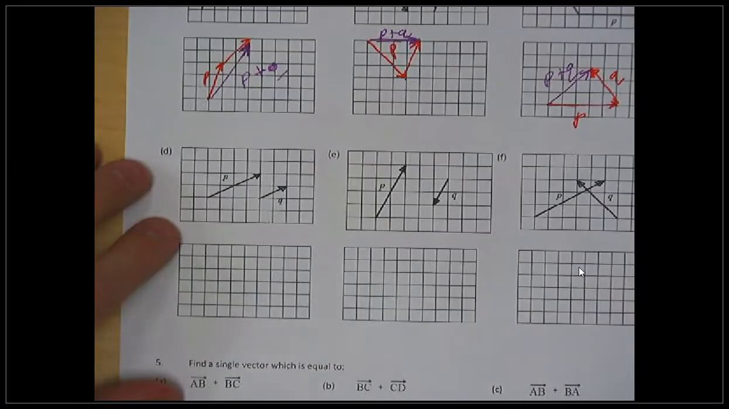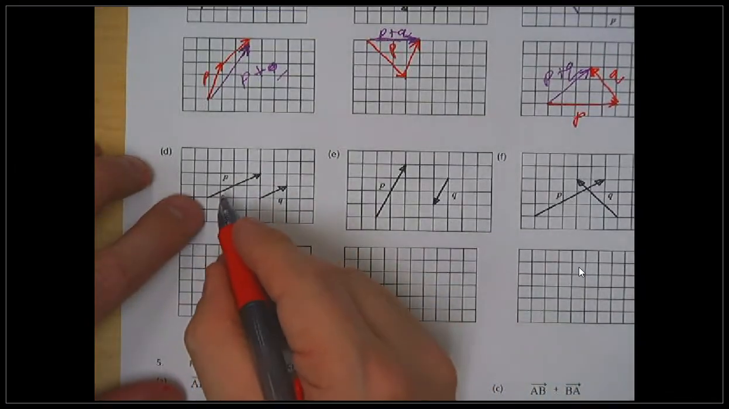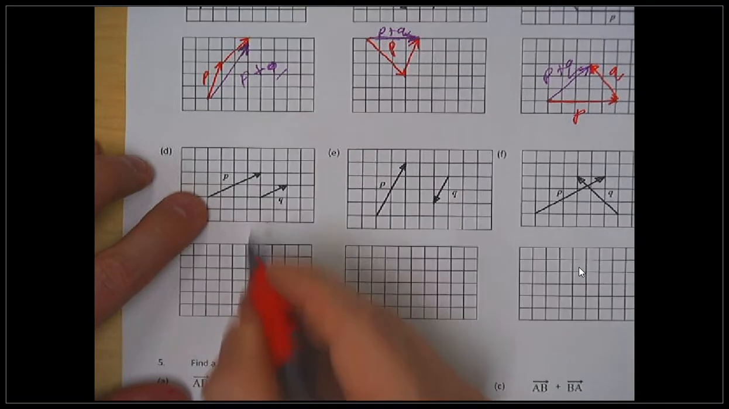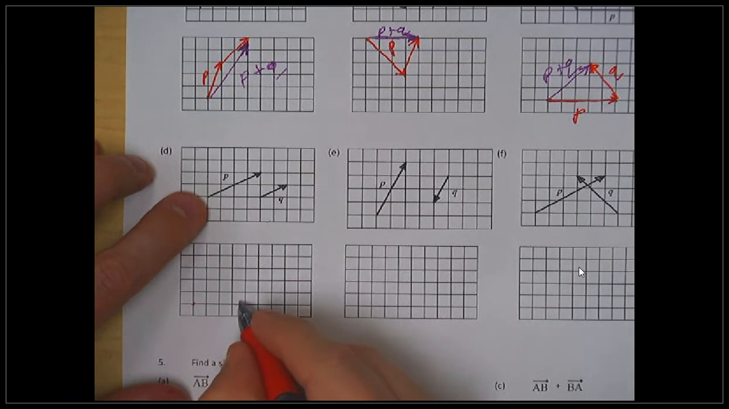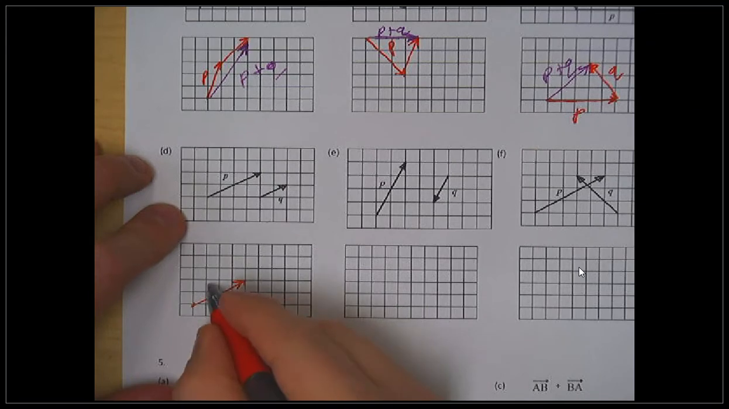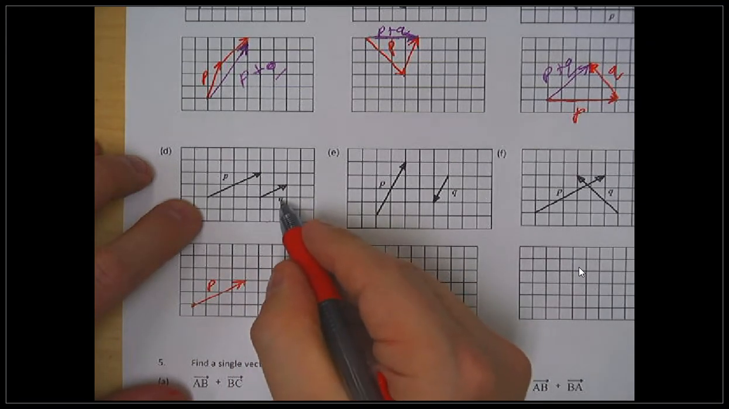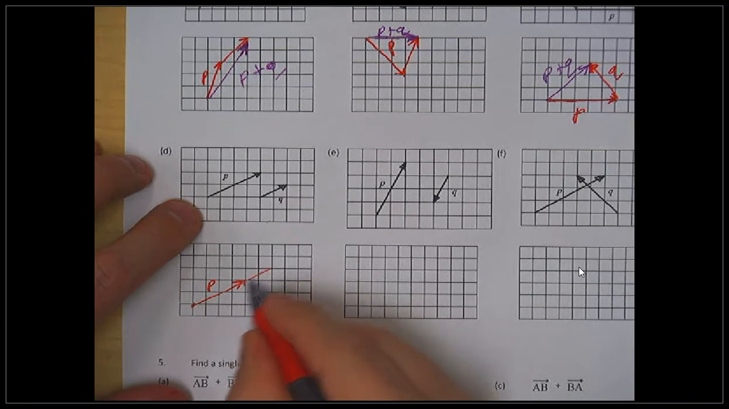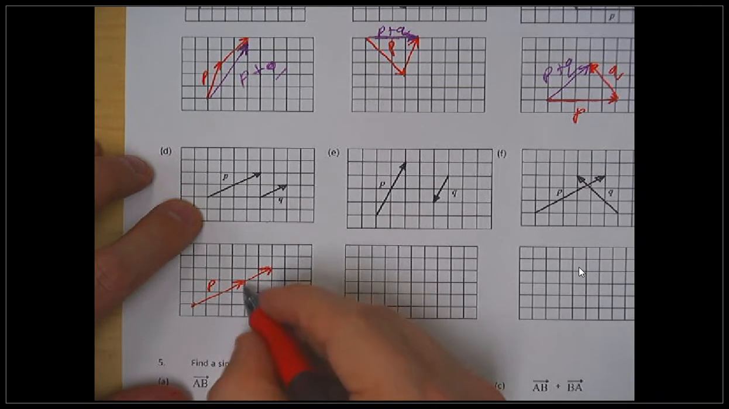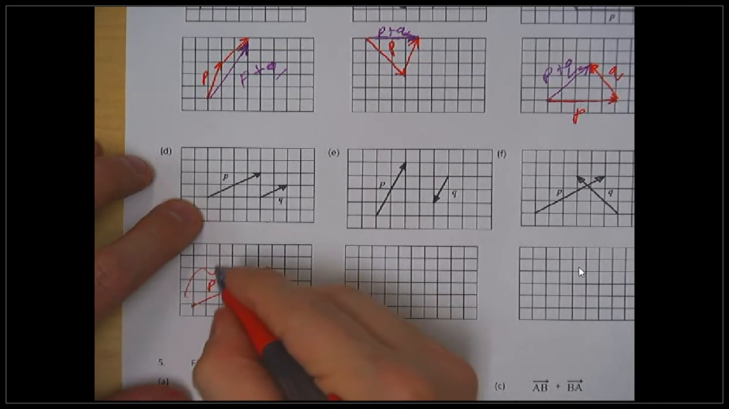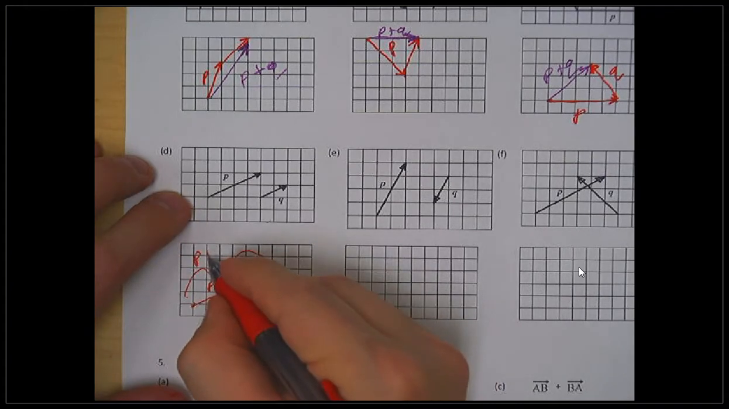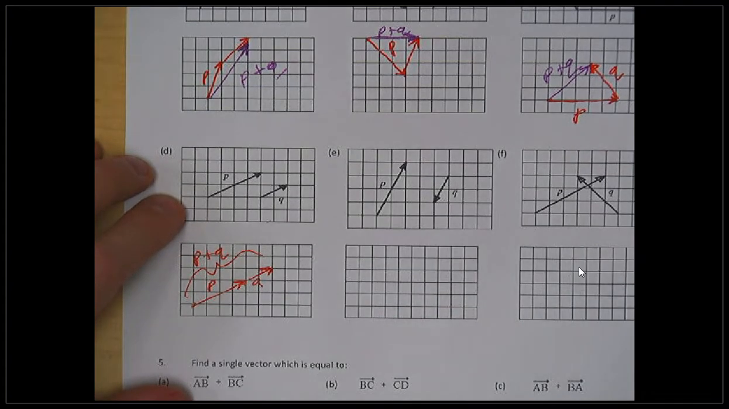We're doing the same thing with these ones. This vector P is 4 over and 2 up. This is vector P. Our vector Q is 2 to the right and 1 up. So it's already lined up, this is Q. So all of this is vector P plus Q.